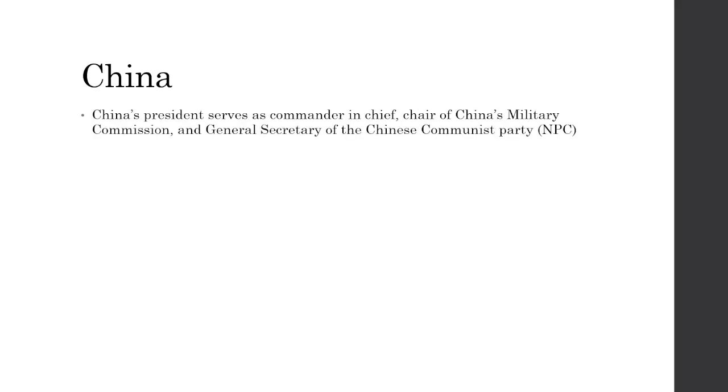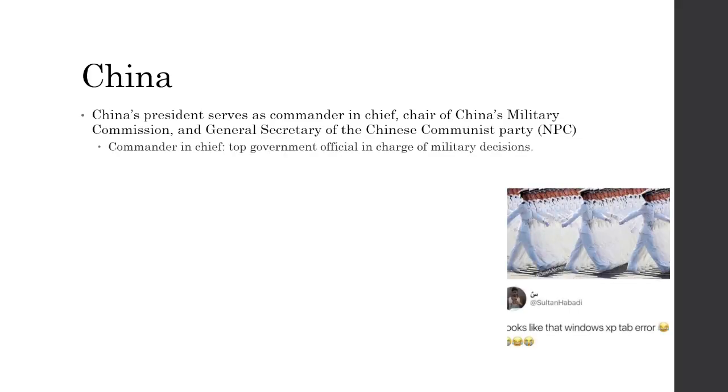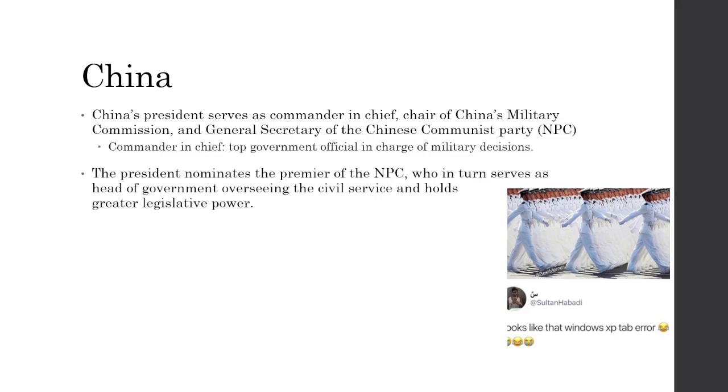So let's look at China. China's president serves as commander-in-chief, the chair of China's military commission, so kind of similar, and they are the general secretary of the Chinese Communist Party. So they have a variety of roles. So the commander-in-chief, as we discussed earlier, is the top government official in charge of military decisions. The president nominates the premier of the Communist Party, so that's the role, premier, and they are the head of government. And they oversee the civil service and hold great legislative power.